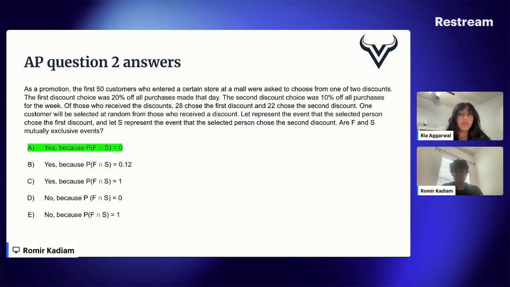If you read the problem, you'll notice that these events cannot occur at the same time. You have to choose one or the other. And because mutually exclusive events cannot happen at the same time, and this problem depicts that, we know that it has to be 0. So our answer is yes, because the probability of F or S is equal to 0.